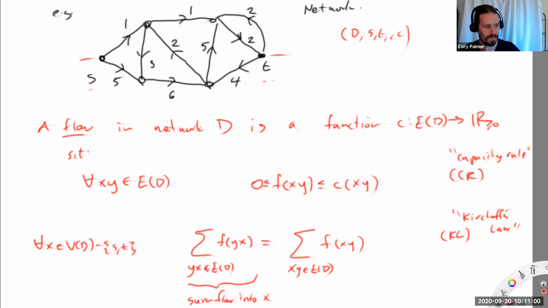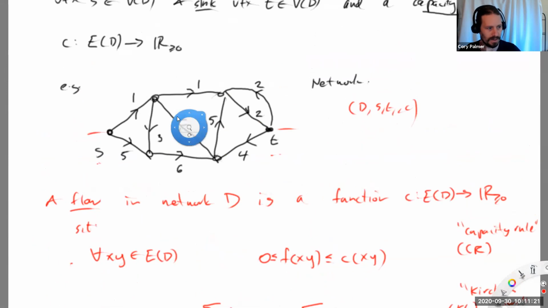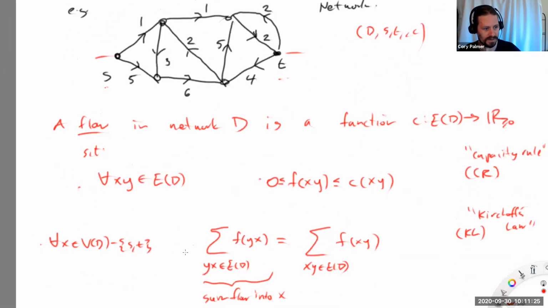That's Kirchhoff's law. Okay, so any real valued function on the arc set of D is a flow if it satisfies these two rules simultaneously. Okay, so there are many different flows potential. For instance, if I just assigned 0 to every single arc in this network, then that would be a legitimate flow, because of course it immediately satisfies this and this.